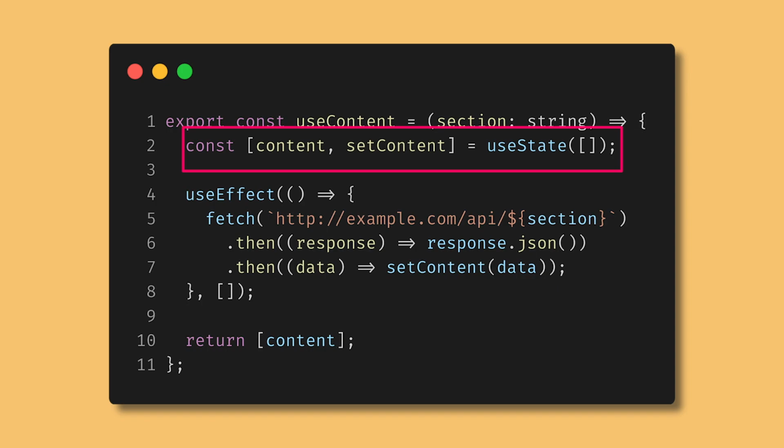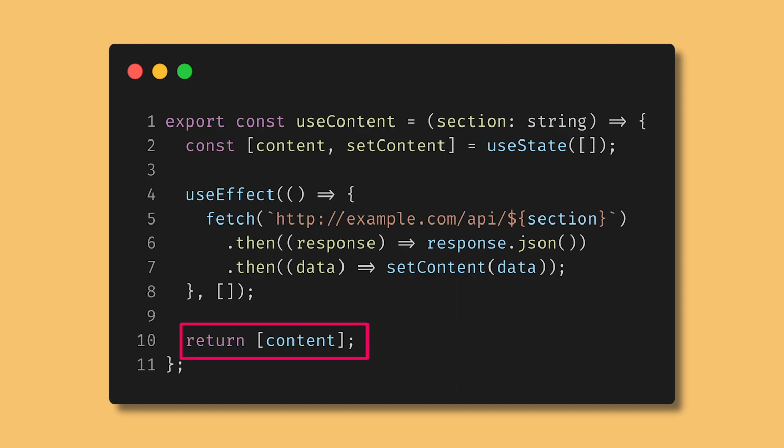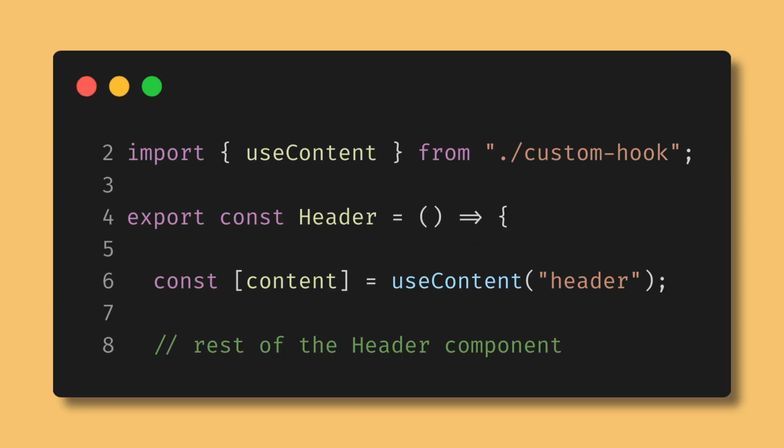We move the state and the request for the data out into this new hook we'll call useContent. Then we return the content state. Using a hook in the header component would now look like this, and in the About component, it would now look like this. Now let's take a step back and look at what we've done.